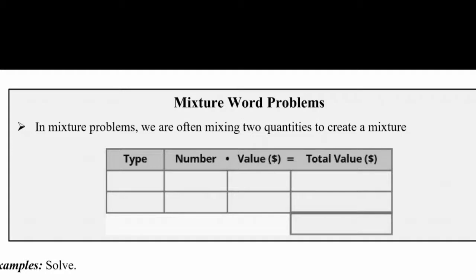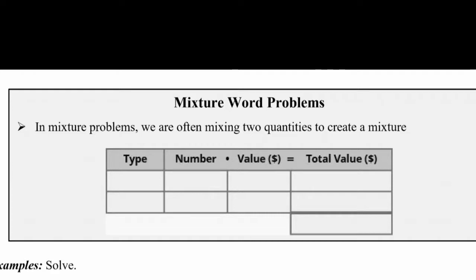We're going to continue our work with word problems, and you should have watched two videos, one on coin word problems and another one on word problems involving finding the number of tickets that were sold. And you notice that we were using a table that looks like this one here.